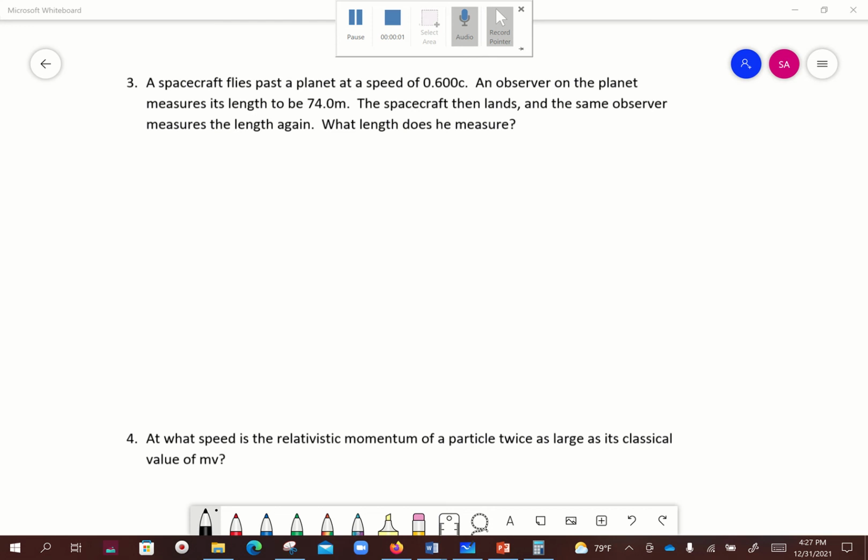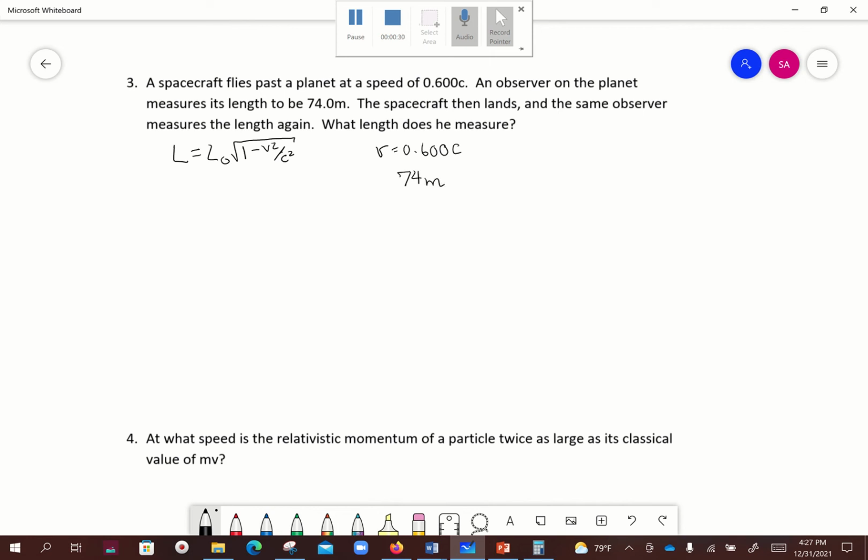Let's do a problem now with length. The equation for length is that the length is equal to the proper length, which is measured in the rest frame, times the square root of 1 minus v squared over c squared. In this case, I've got v equal to 0.600 times c, and the observer on the planet measures its length to be 74 meters.